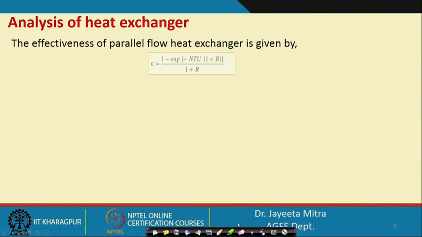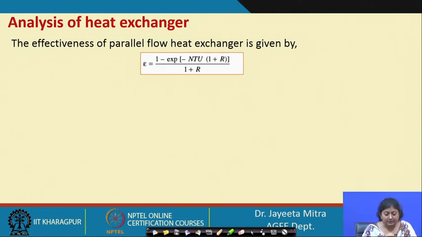So the effectiveness of parallel flow heat exchanger is given by 1 minus exponential minus UA by C min, that is replaced by NTU, number of transfer units, into 1 plus C min by C max, that is the capacity ratio R, divided by 1 plus R.